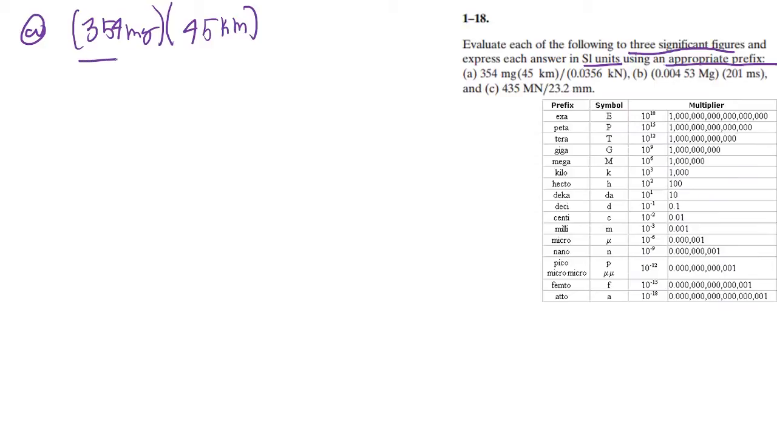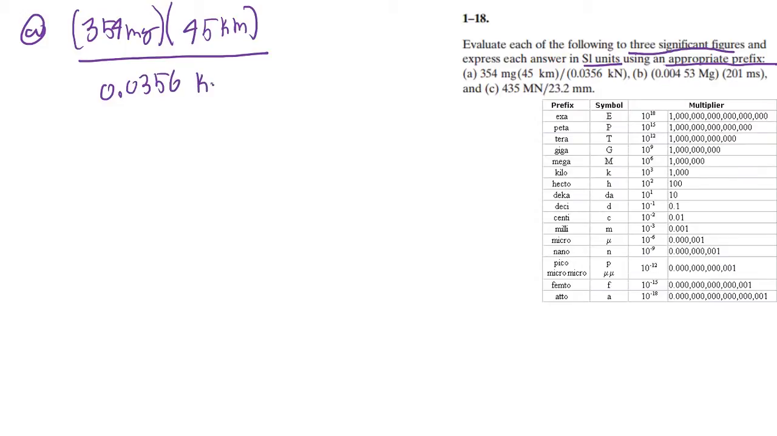Moving on, we have 1-18. Evaluate each of the following to 3 sig figs and express each answer in SI units. So we're going to underline again 3 sig figs, SI units, appropriate prefix. So A, 354 milligrams, and that's going to be multiplied by 45 kilometers. Geez, this one's going to be quite a couple pages here.